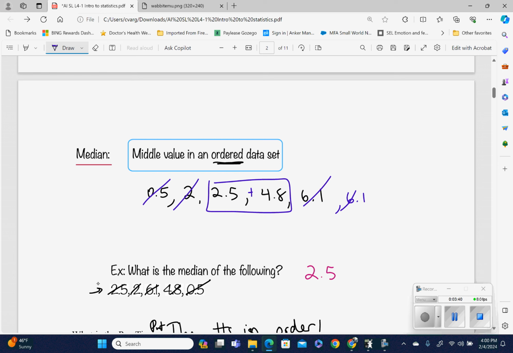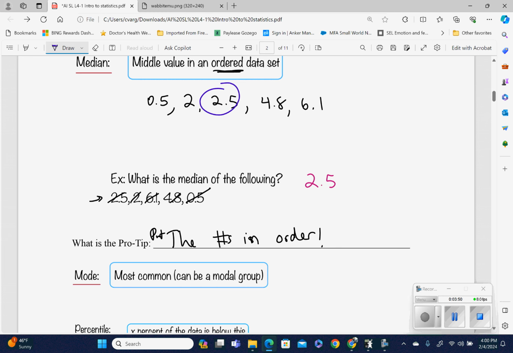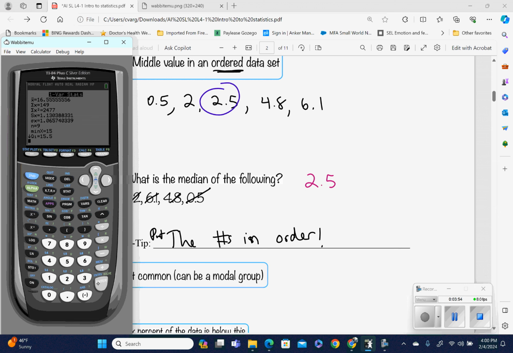But since we did not have that 6.1 there, our median here was literally just 2.5. It's the number that's in the middle, okay? And again, your calculator can give you this. So if I go back to this, if I scroll down here to see MED, that stands for median, okay? So for our first set of data, our median was 17.